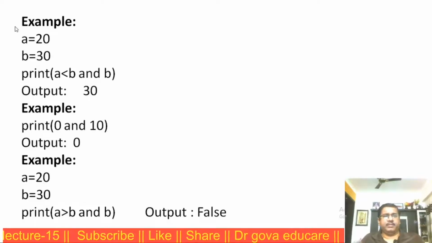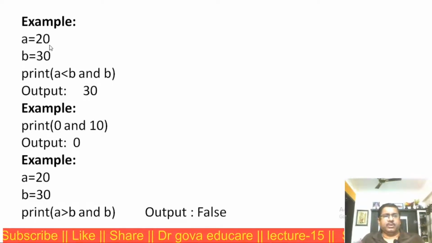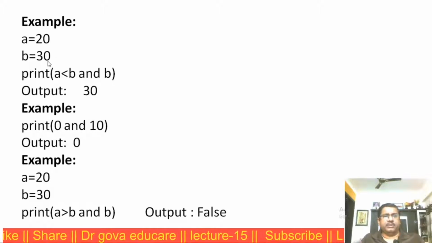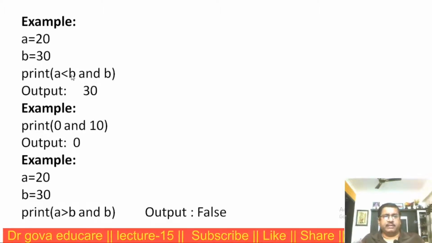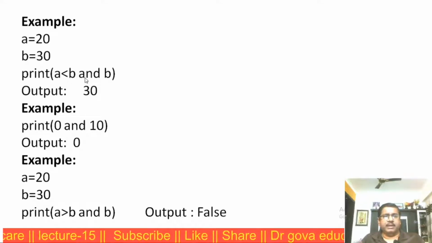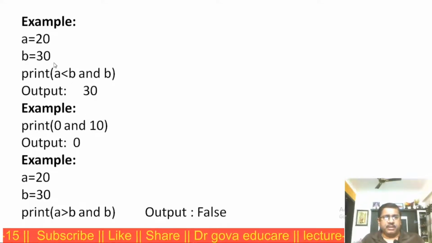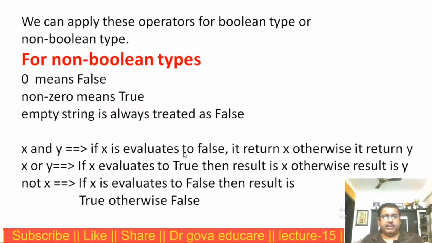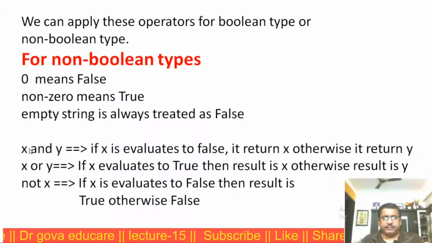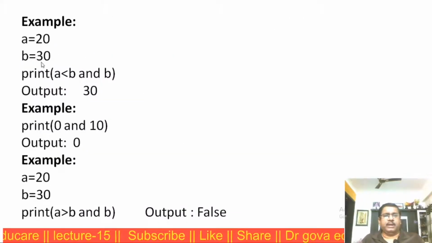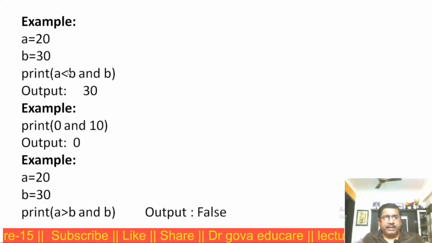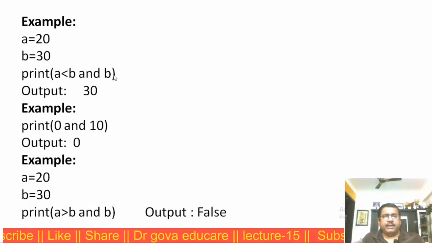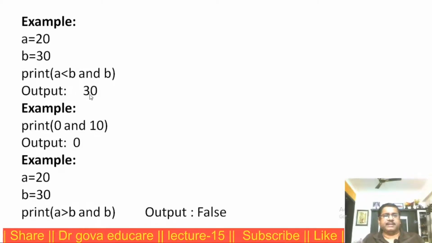Now for example: a equal to 20, b is equal to 30. Now I want to evaluate a less than b and b. First a less than b is evaluated. Now observe here, if X evaluates to false, it returns X, otherwise Y. Here 20 is less than 30. It is true, so b is the result, that is, 30 is the result.